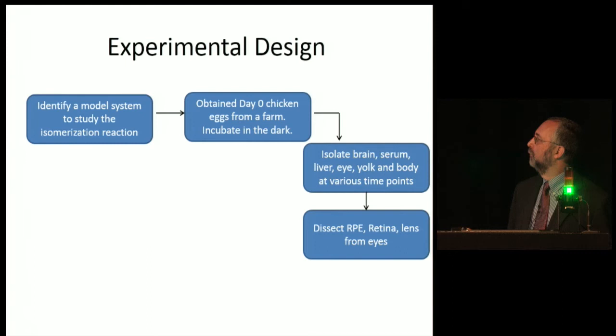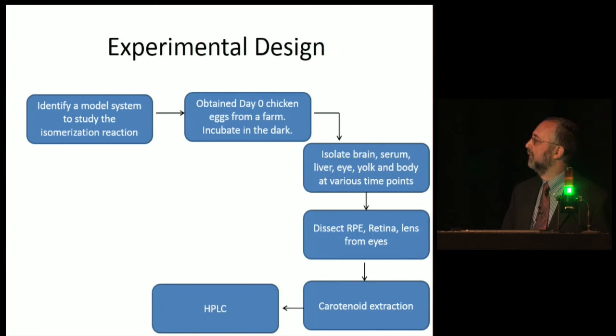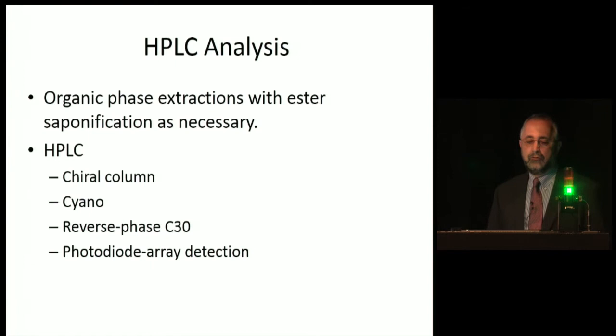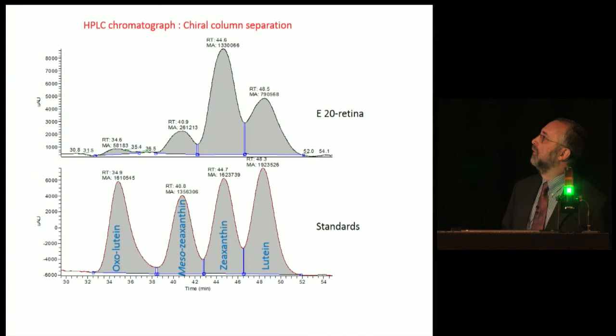So we dissected the retina, RPE, lens from the tissues, did carotenoid extraction and HPLC, and that's what I'll be showing you here. So the HPLC analysis was that we had to do organic phase extractions with ester saponification as necessary, and we used a lot of different systems, all single pass HPLC systems: chiral columns, cyano, reverse phase C30, and always with photodiode array detection to be sure that we really were getting what we thought. And shown here is just a chiral column separation where you can see that we can separate easily, almost at baseline, oxolutein, meso-zeaxanthin, zeaxanthin, and lutein.